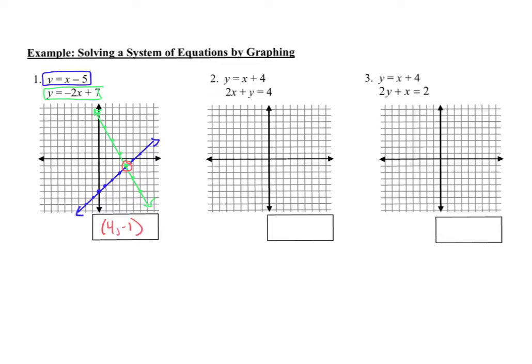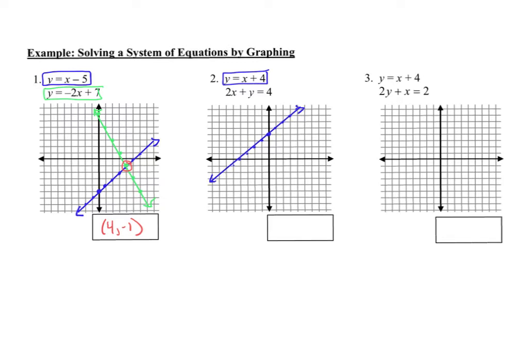Let's take a look at number 2. We have y is equal to x plus 4. So this means that we have a y-intercept at 4 and then a slope of 1. So we're going to go up 1, right 1, and then we can go in the opposite direction to create your line.